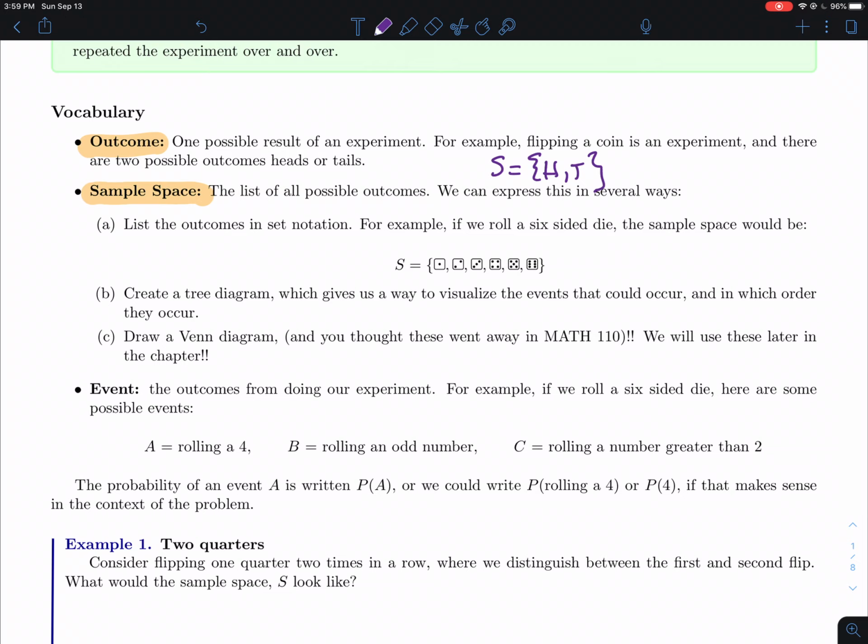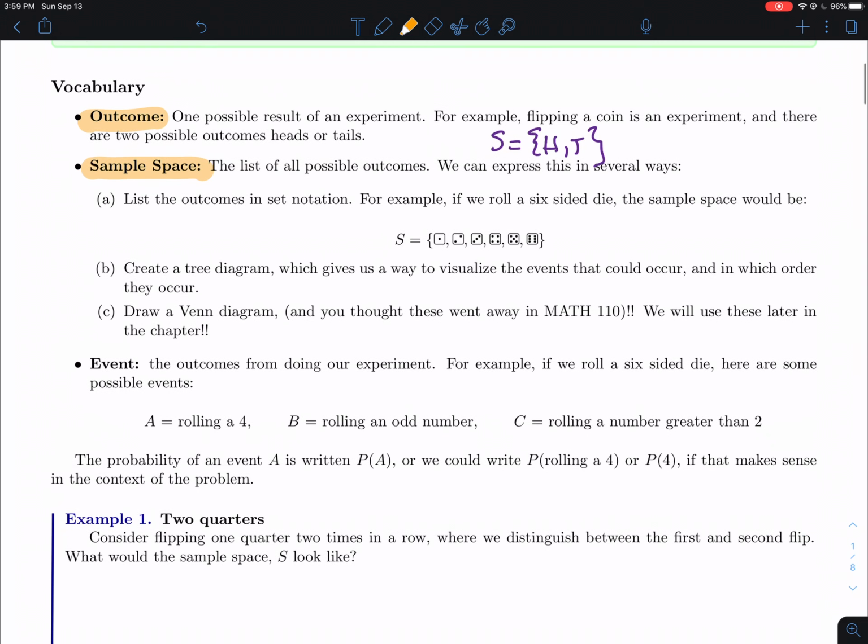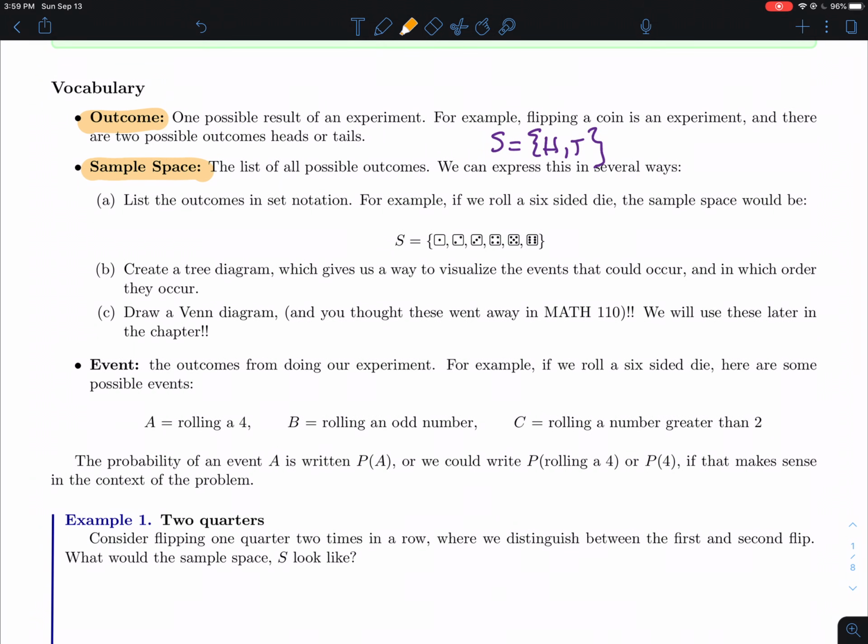For example, if we roll a six-sided die, the sample space would look like a die roll of 1, a die roll of 2, 3, 4, 5, and 6. That would be all of our possible outcomes from rolling a six-sided die.